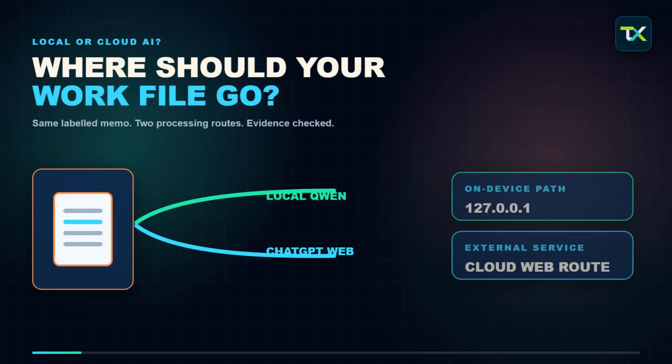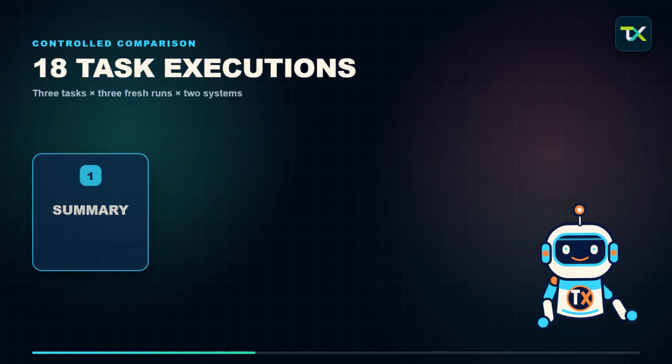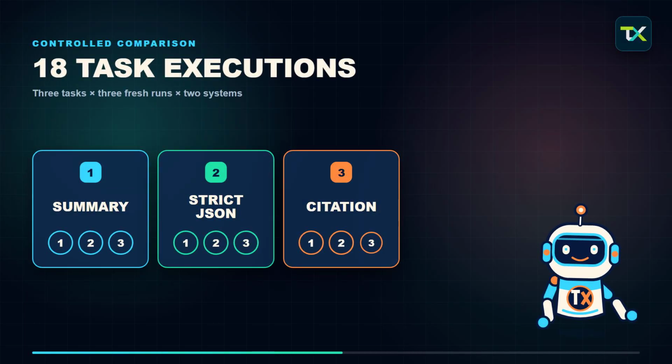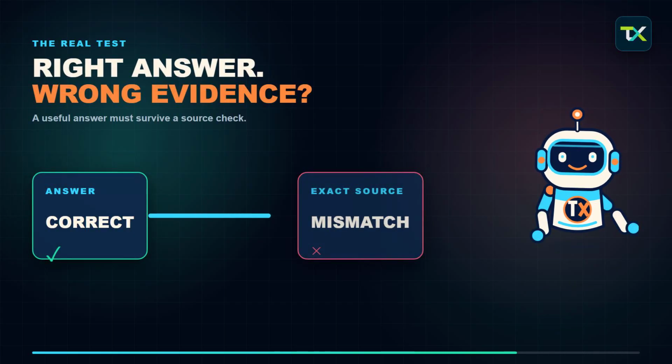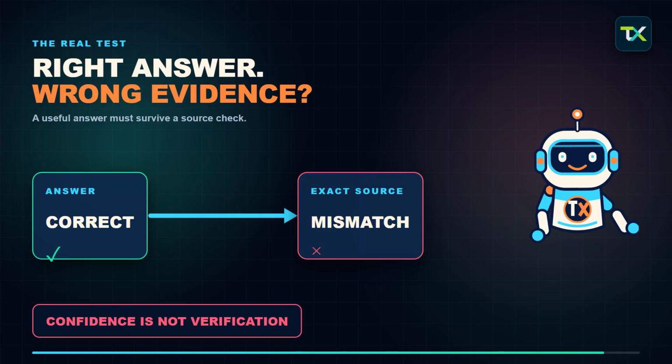Your work file contains facts you must use correctly. Should you process it on your own laptop or send it to cloud artificial intelligence? We gave the same labeled memo to local Qwen and ChatGPT, ran 18 controlled task executions, and checked not only the answers, but whether the evidence actually supported them.